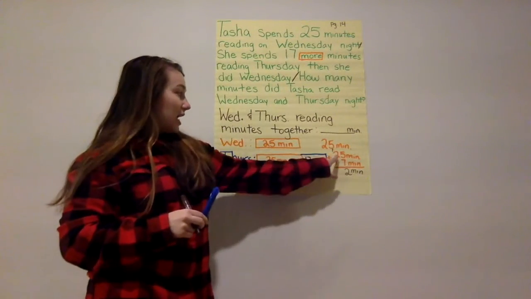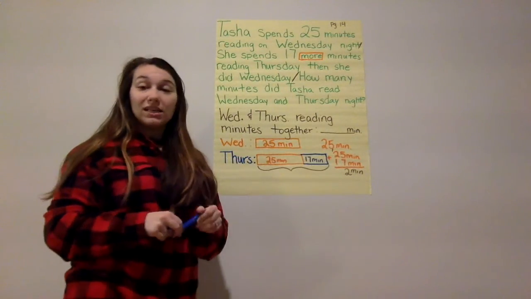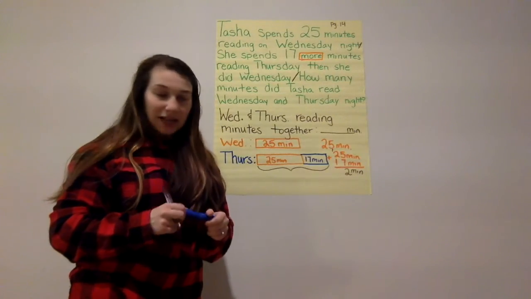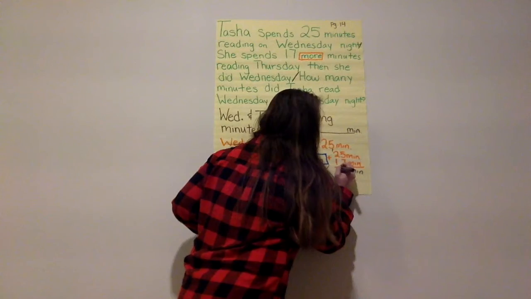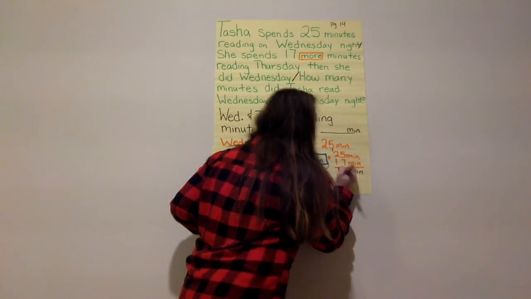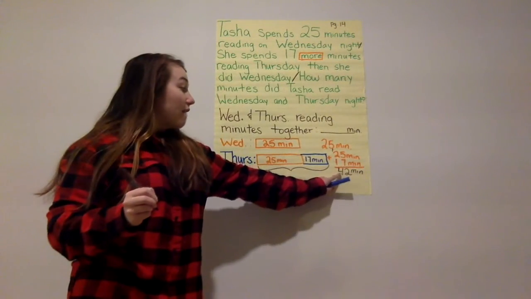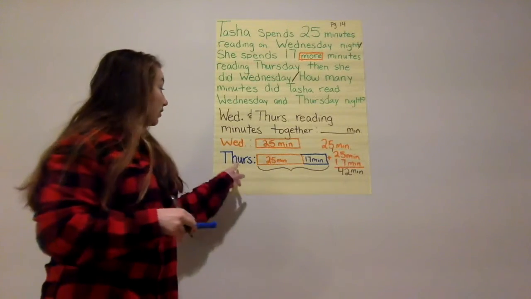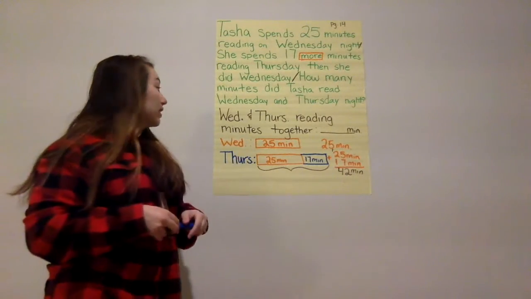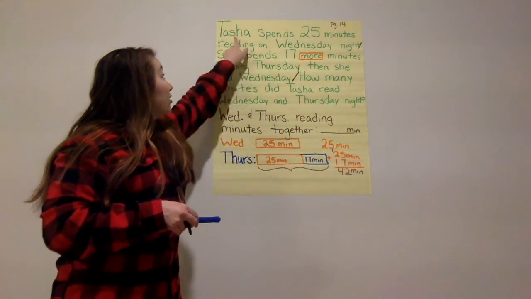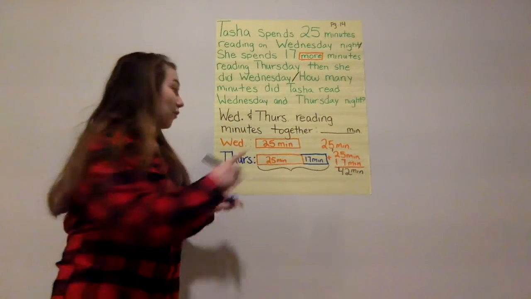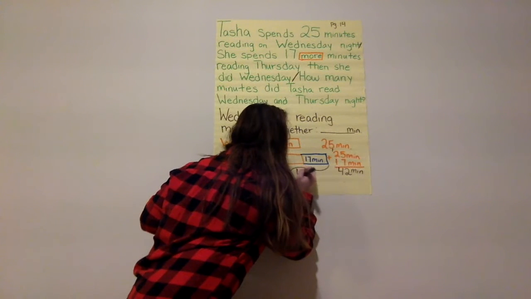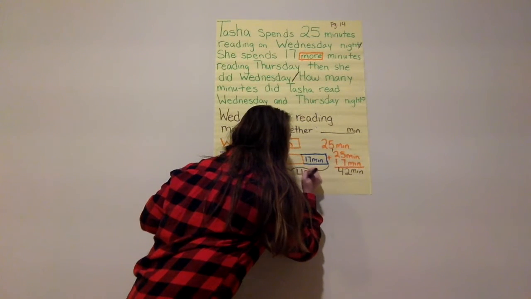All right, next we have 2 tens plus 1 ten. That is 3 tens. Plus 1 more ten is 4 tens. That gives us a total of 42 minutes. So, how many total minutes did Tasha read on Thursday? 42 minutes. Very nice.